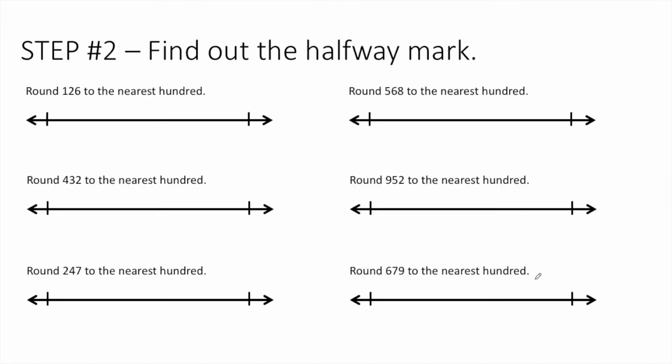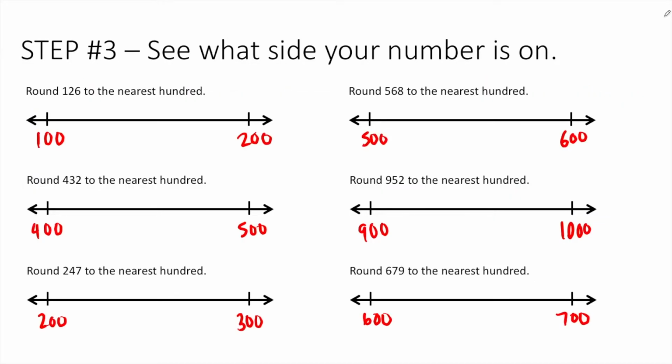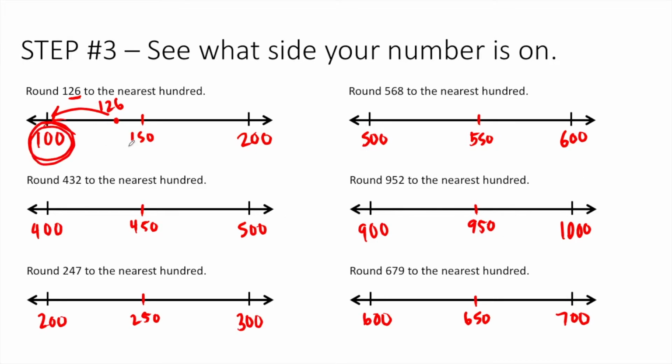Once you have what your numbers are between, ta-da! And you have your halfway mark, ta-da! Then it's super easy to see what side your number is on. Now the trick is to remember that you're not comparing to 5, you're comparing to 50. So you would be looking at this compared to 50. It's less than 50. So 126 is less than 150. It's closer to this side. It rounds down. But 568 is greater than 550. So it rounds up.